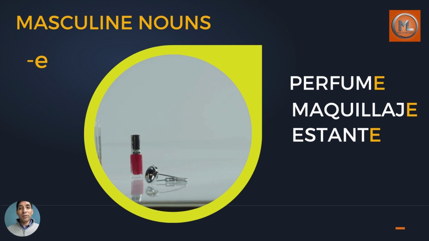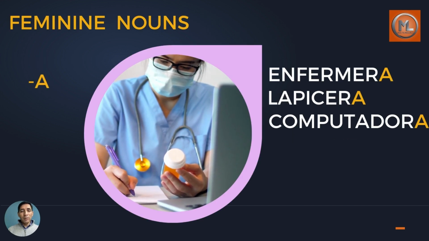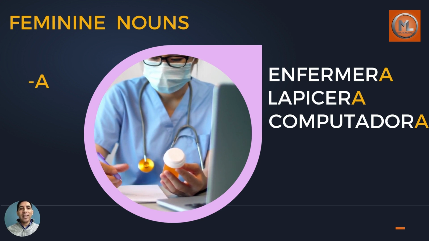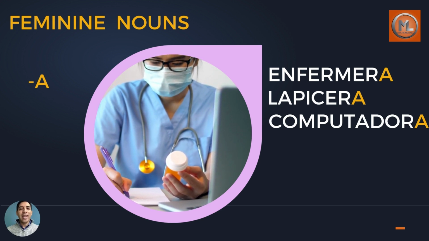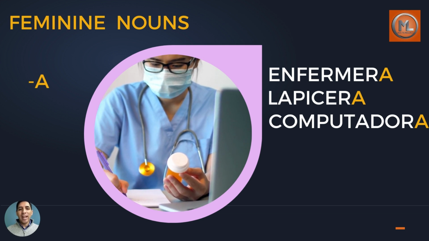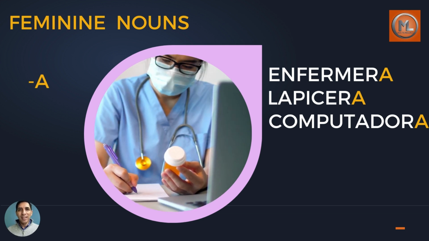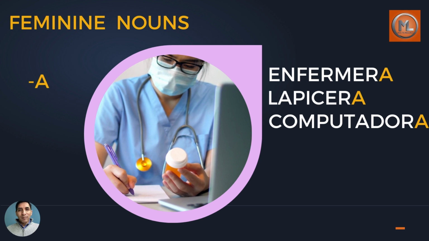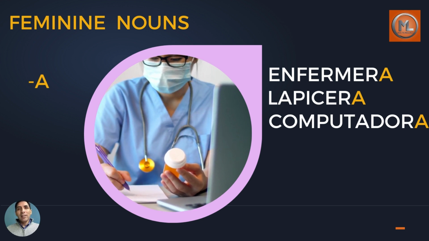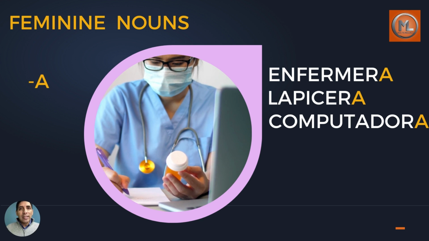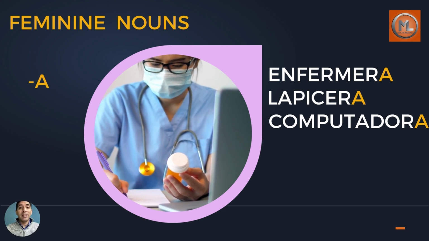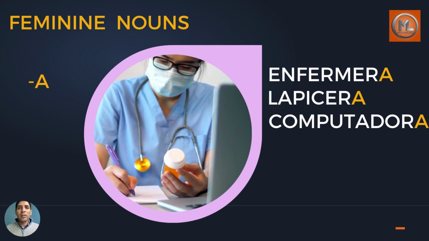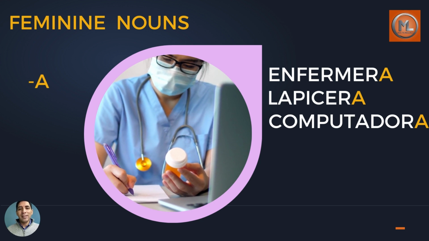Now let's check out the categories for the feminine nouns. So feminine words are nouns usually ending in A, such as enfermera, nurse, lapicera, pen, computadora, computer. All of these words end in A, so the big rule generally is when you have a word ending in A it is feminine, ending in O is masculine, right? But there are exceptions. But for most words, this is the rule.